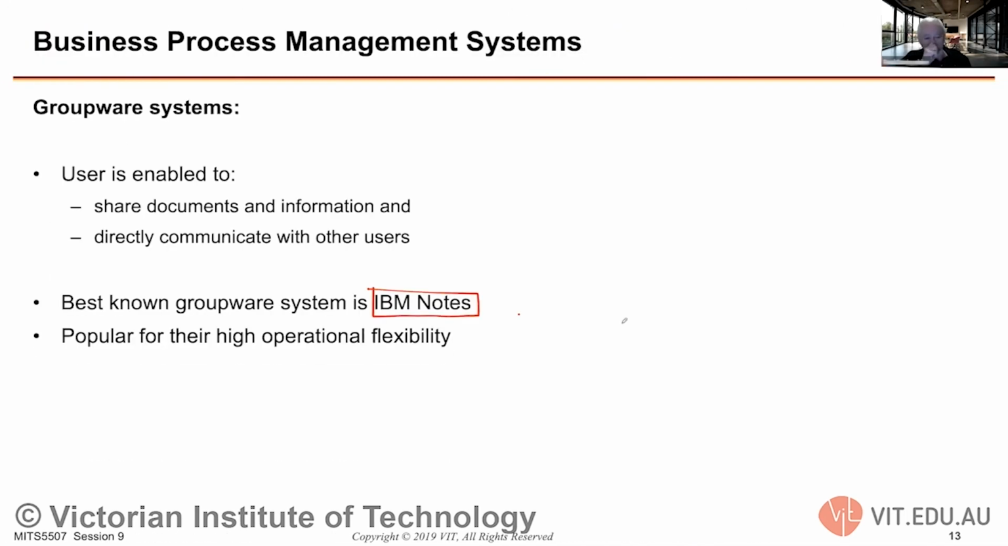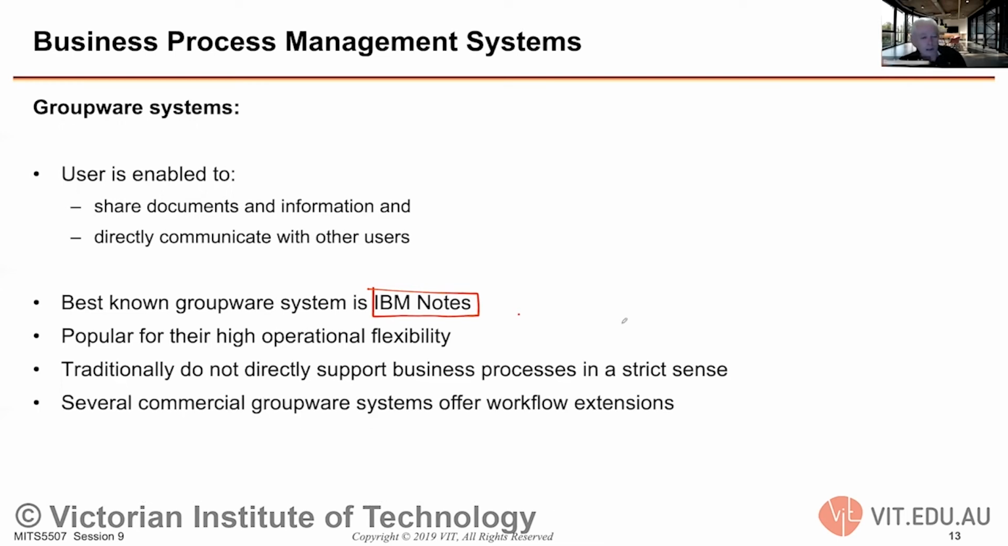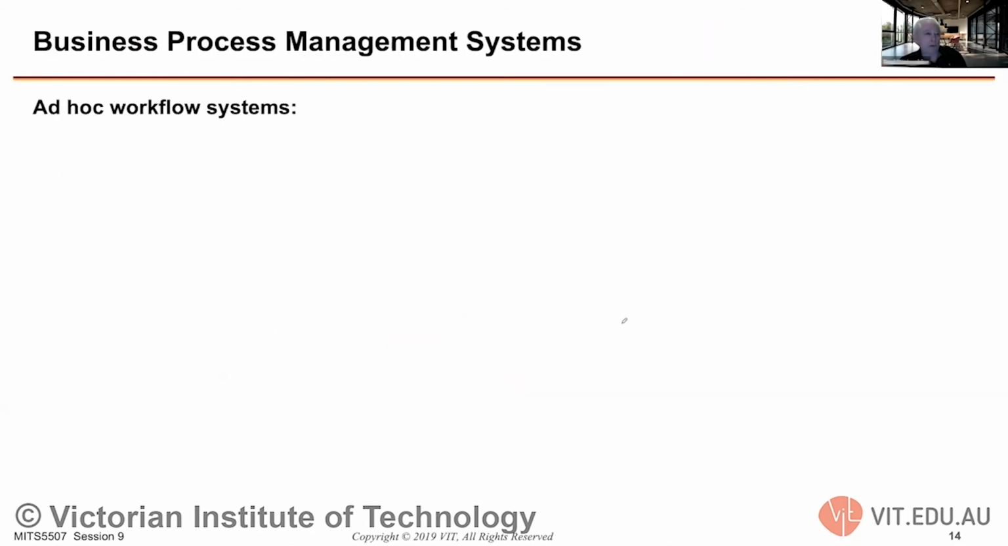Okay, so IBM Notes. Groupware systems are popular for their high operational flexibility, and traditionally, they don't directly support business processes in a strict sense. They don't support it, but they facilitate it. If you've used IBM Notes or Microsoft OneNote, that type of thing, they don't directly support the business processes, but they do facilitate it. So there are a lot of commercial groupware systems, such as IBM Notes, Microsoft OneNote, and so on. Let's have a look at ad hoc workflow systems.